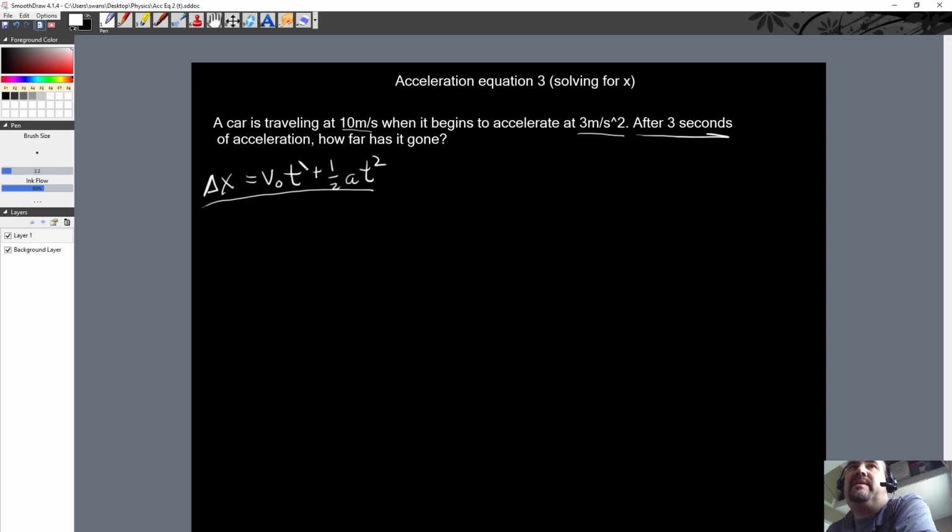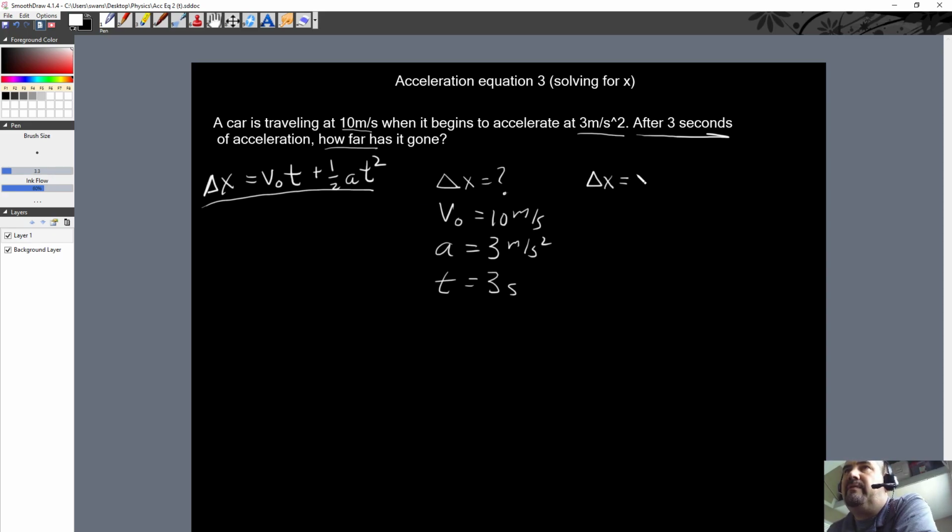So it accelerates for 3 seconds. How far has it gone? So we know we're looking for delta x, that's for sure. It's asking for how far it went, so that's a delta x. We do have an initial speed of 10 meters per second. We have an acceleration rate of 3 meters per second squared, and we do have a time of 3 seconds. And if you look through all the equations, this is pretty much the only equation where you can do it in one shot. So let's go ahead and do it.